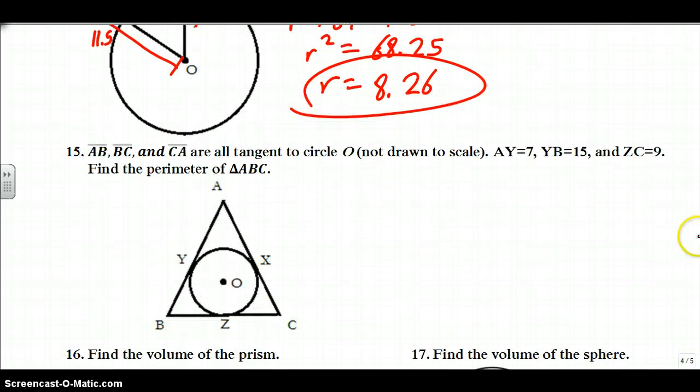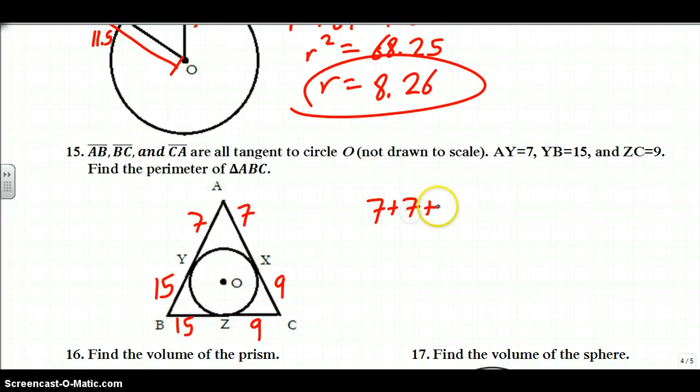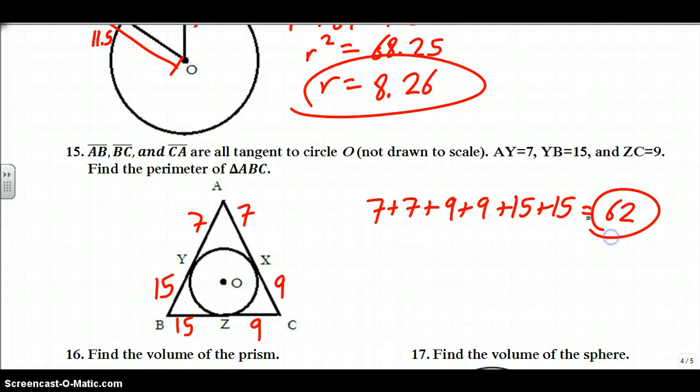15. AB, BC, and CA are all tangent to circle O. AY is 7. YB is 15. ZC is 9. Find the perimeter of triangle ABC. Well, if two tangents meet outside of a circle, their lengths are congruent. So that's also 7. These two are equal, and so are these. Basically, you just add them all up. 7 plus 7 plus 9 plus 9 plus 15 plus 15. Let's see. 7 plus 7 plus 15 plus 15 plus 9 plus 9 should give you 62. There were no units on that.